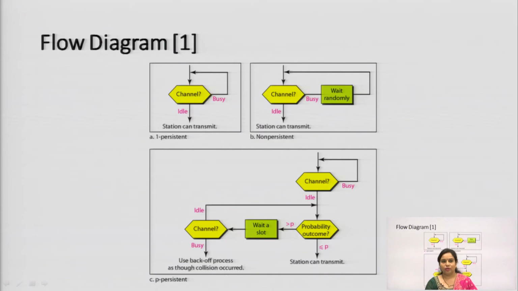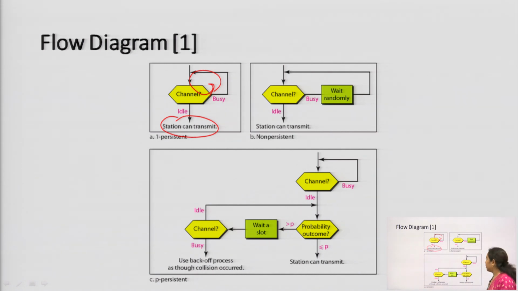Now, this is the flow diagram which shows the different types of persistent methods and how these methods work. The station can transmit the data; it senses the channel. If it is idle, then the station will transmit. If it is busy, then it will check continuously. So, this loop is continuous in nature. If it is busy, it will not wait, it will sense continuously until and unless the channel is free.